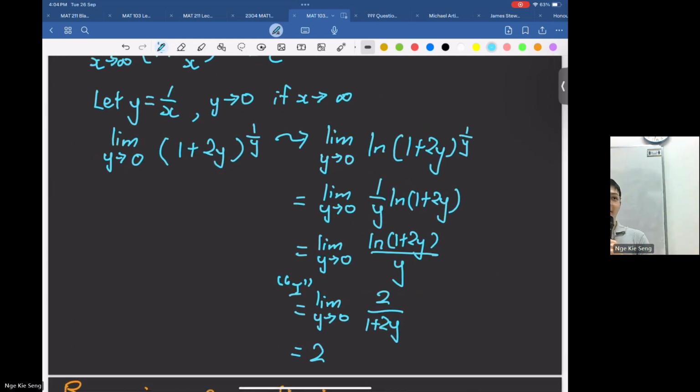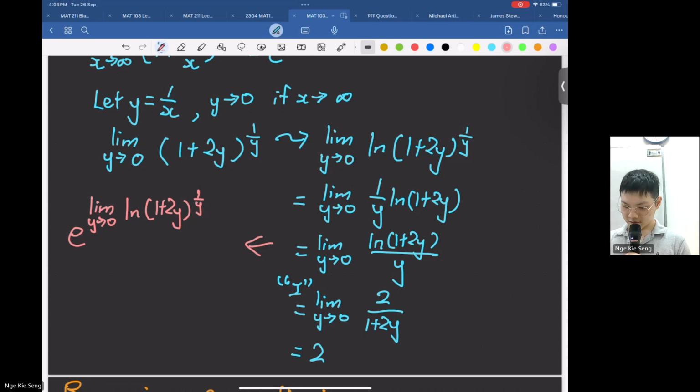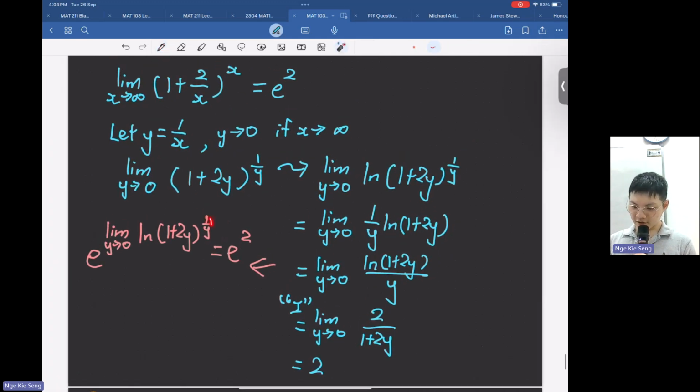E on both sides. Sure, let's see what happens if we apply e on both sides again. But the left-hand side here is not quite what we started with, right? So can we bring the limit down? No, then there's a problem. I can. So I can. Why can't I?